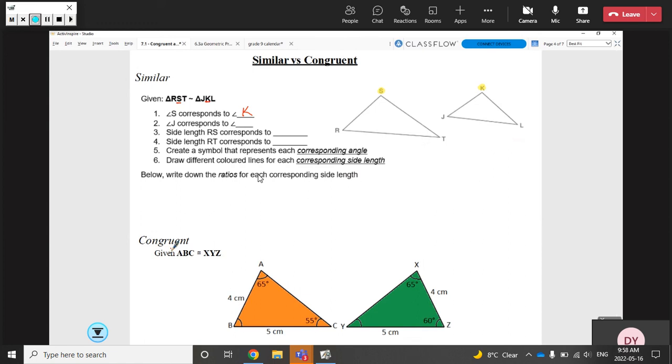How about angle J? Well, that's going to probably correspond with angle R. And also, J is here, R is here. How about the side length RS? This one right here. This side length must correspond with this one here, JK. Then they say, how about RT? RT, all right, that's going to stay there. RT corresponds with JL.